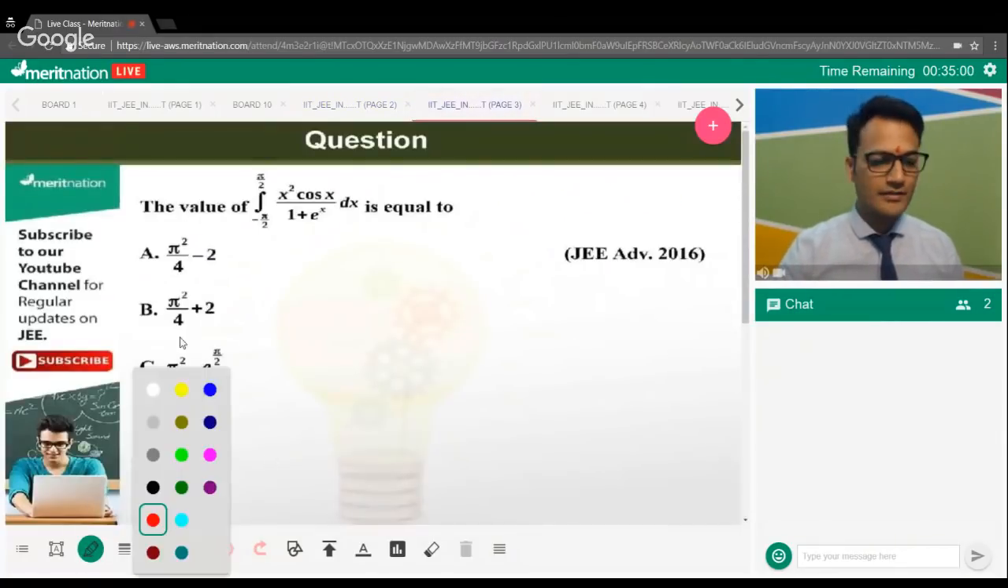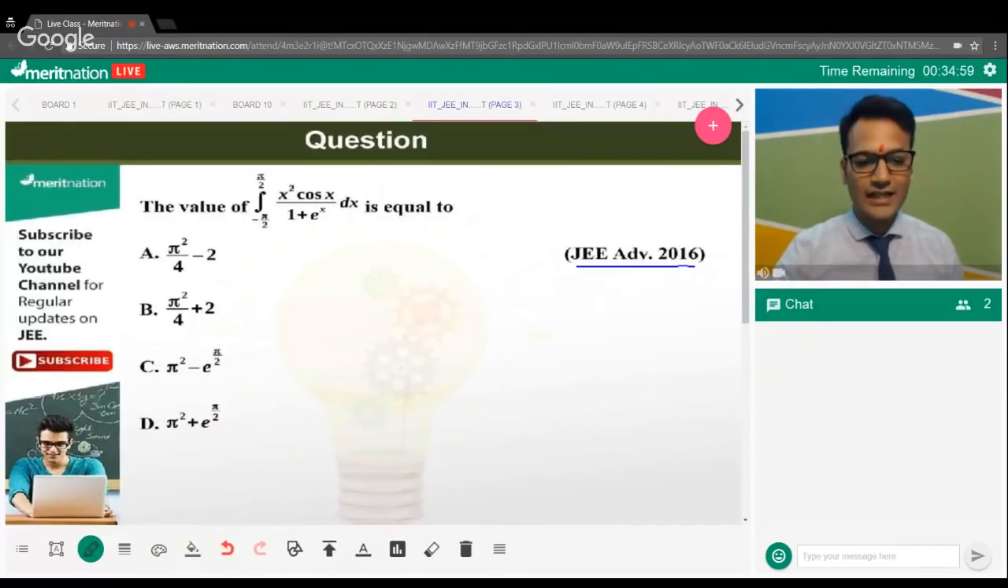Let's talk about this. This is a JEE Advanced question, JEE Advanced 2016, from two years back. So the value of this is equal to what? Again, what we can see is that this is from -a to a, so we can also check for even and odd functions. However, over here, this entire numerator is an even function. This function cannot be classified as even or odd.